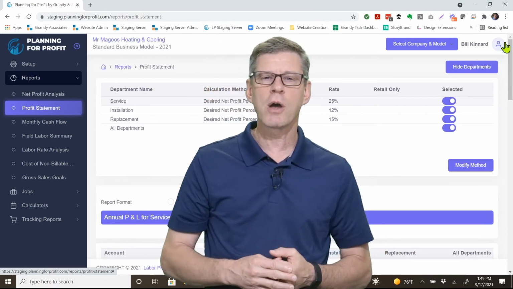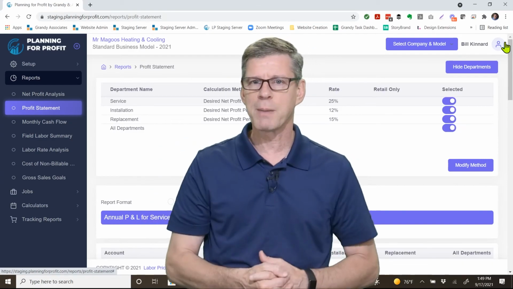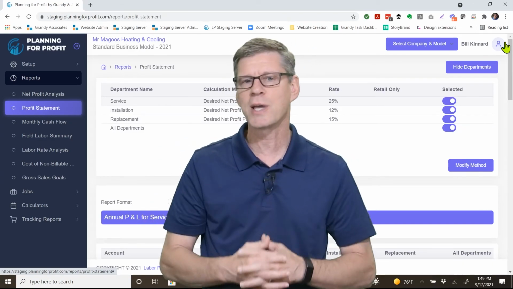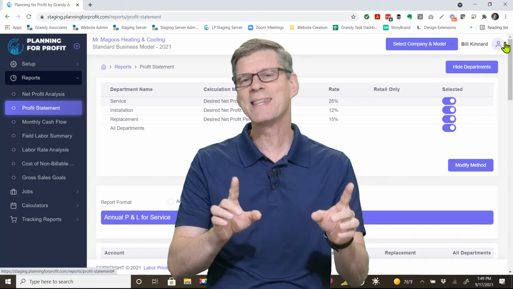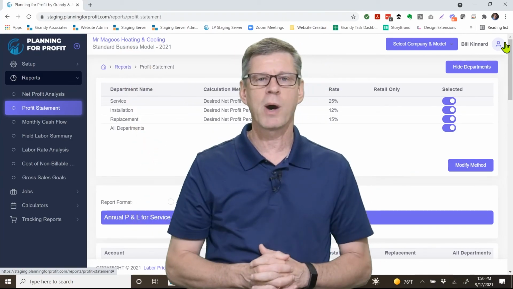Anybody who has a login set up as an administrator, so typically the company owner, bookkeeper, something like that, would have access as an administrator. They can then save that and make that change permanent company-wide throughout the software.